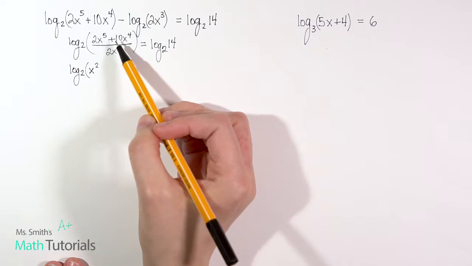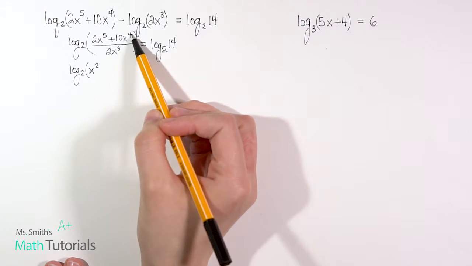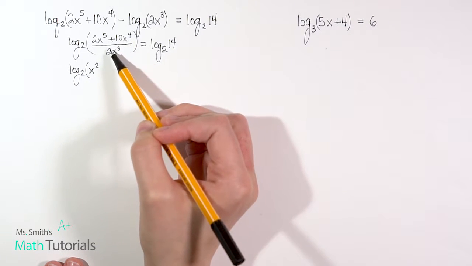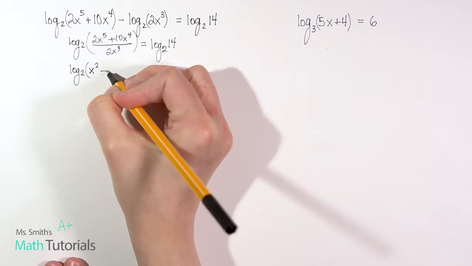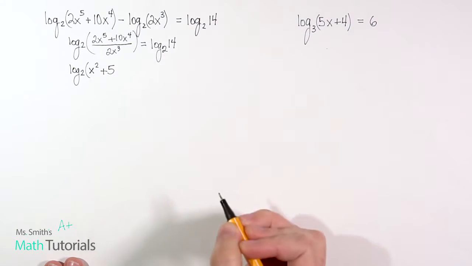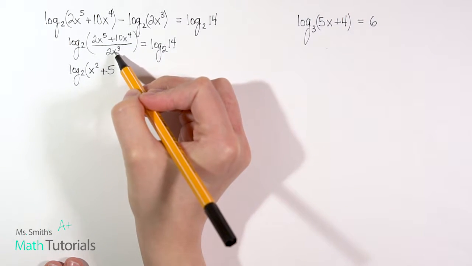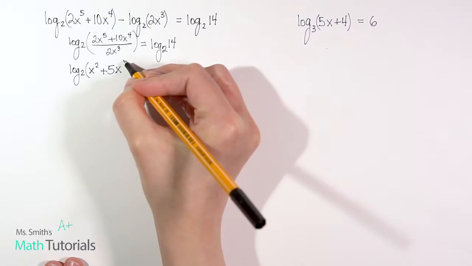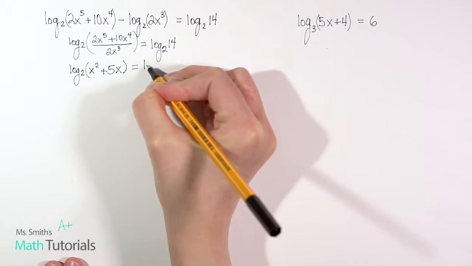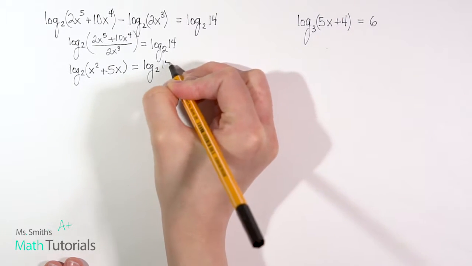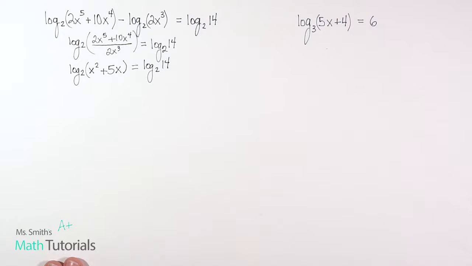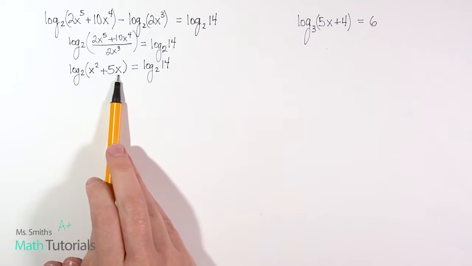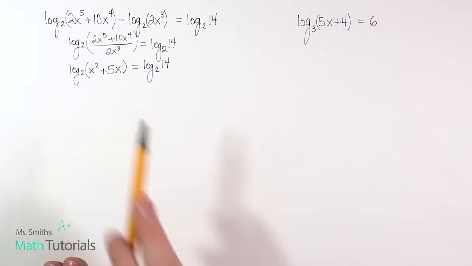All right, now we'll move on to the second term. So positive 10x to the 4th divided by 2x cubed. Well, 10 divided by 2 is a positive 5. And x to the 4th divided by x to the 3rd is just an x. All right, and then again, we still have this log base 2 of 14. Nothing changed over there yet. Okay, so at this point, I have what was in my parentheses condensed and simplified as much as I can.